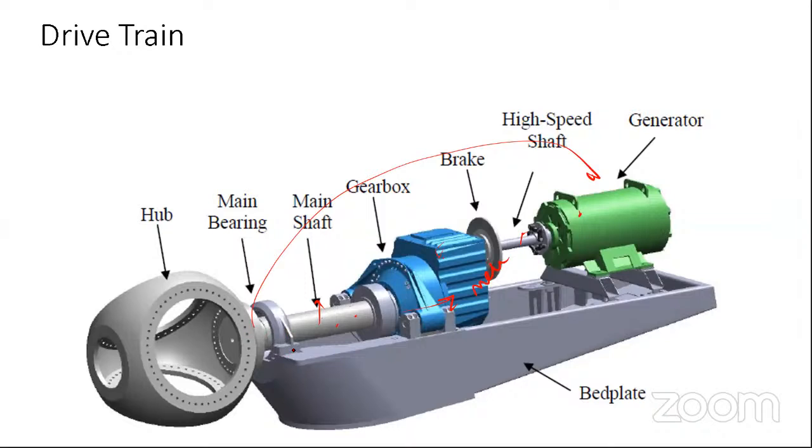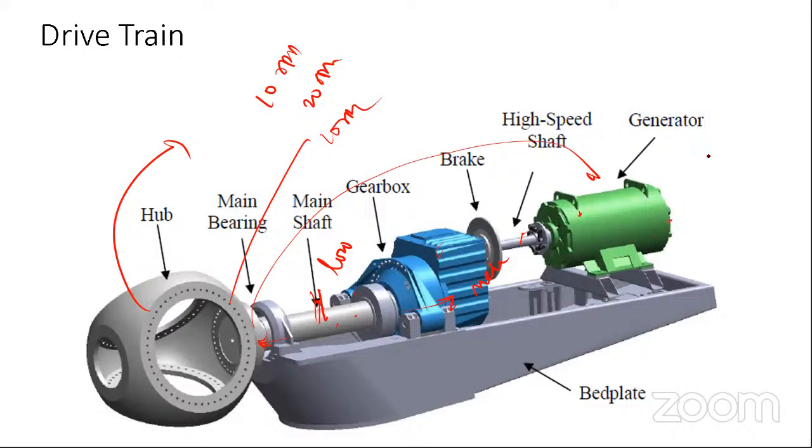Now we can see the purpose of the shaft. This is called the low speed shaft, because the rotor rotates at low rpm, like 10 rpm or 20 rpm. Since the shaft is attached to the rotor, the shaft also rotates at the same speed. That's why it's called the low speed shaft. But here it's rotating at 10 rpm, while my generator needs 1000 rpm, right?